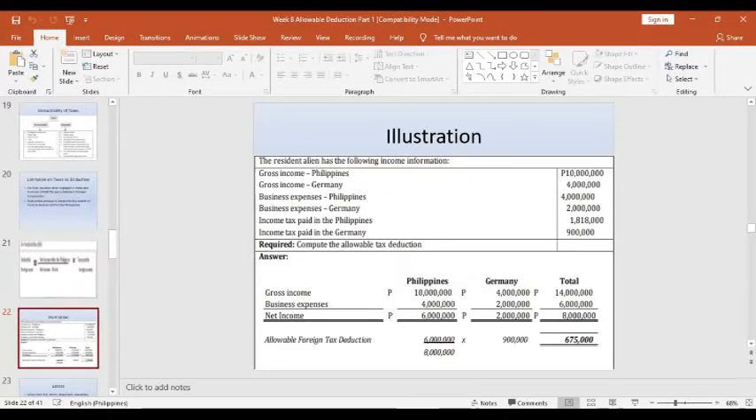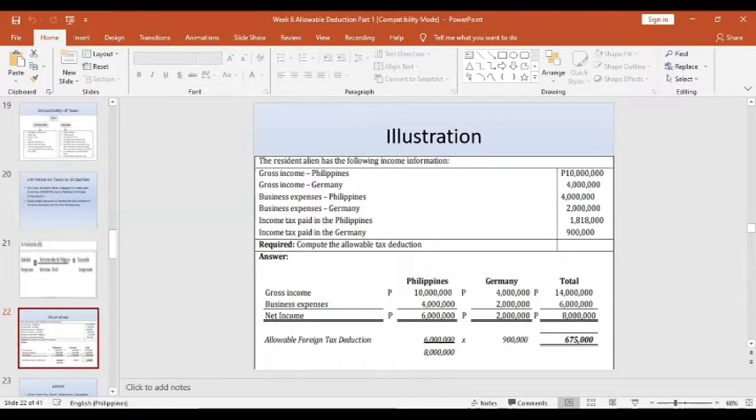So of course, for the non-resident alien engaged in trade or business, foreign domestic corporation and resident alien, we have to use the following formula. So the net income in the Philippines, of course, this is the summary of the computation of the net income. In the Philippines, 6 million. In Germany, that's 2 million. And the total net income of the Philippines and Germany, that's 8 million. So we have to compute for the allowable tax deduction.